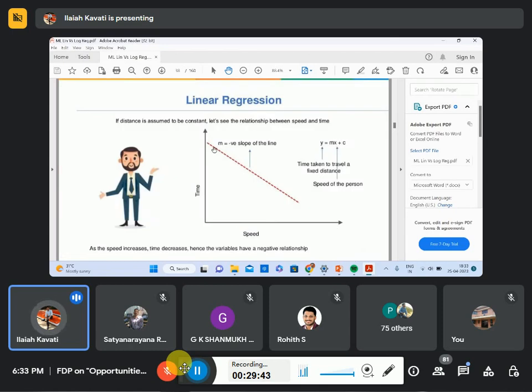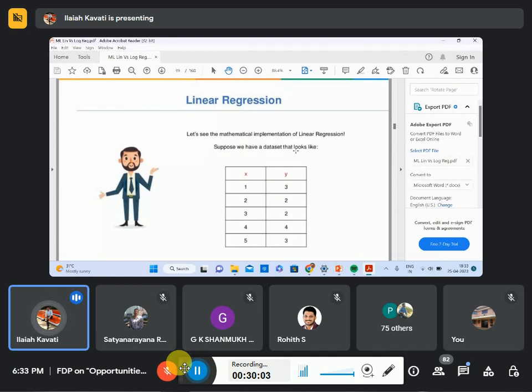So as speed increases, the time will decrease. Like the y-axis, the y value will decrease. As the x value is increasing, the y value is decreasing, right? So you can see here, there is a negative slope of the regression line, right? As the speed increases, the variables have a negative relationship.